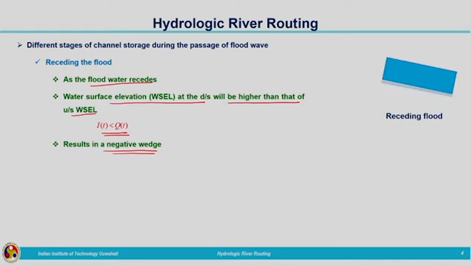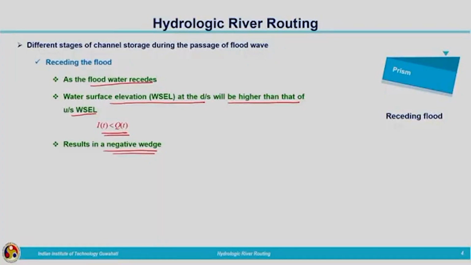We are having the prism storage and the flood wave has moved from upstream to downstream. Upstream water surface elevation reduced, but at the same time the water surface elevation at the downstream has increased. So, it can be represented like this. We are having the inflow and the corresponding outflow at the downstream end, and the extra wedge formation at the downstream can be represented by means of a negative wedge.